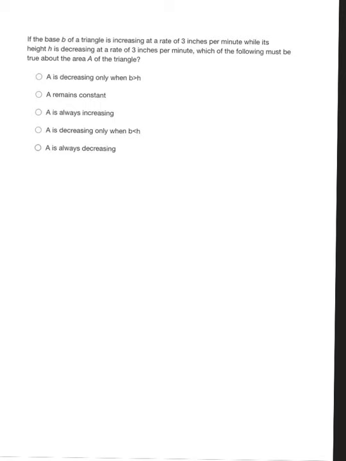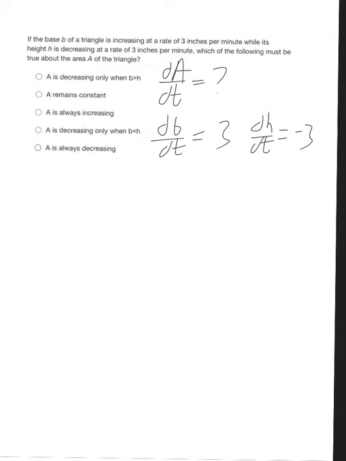Well, they're asking us, okay, is it increasing? Is it decreasing? What's the deal here? So basically, what they're asking me about is the rate of change of the area. They're asking me about dA dt. And I know dB dt is 3, and dH dt is -3 because it's decreasing.